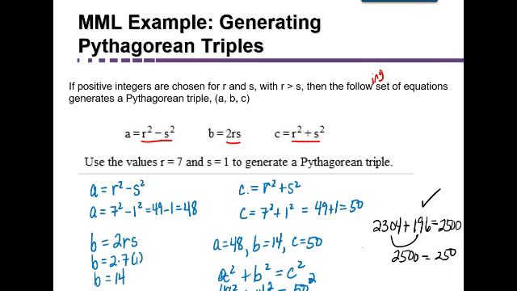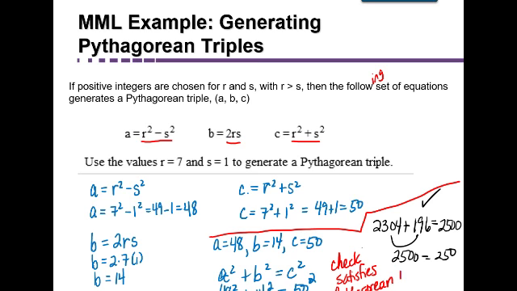So when you see these questions in MyMathLab about generating Pythagorean triples, it's just asking you to plug r and s into the formulas. You don't even have to do the last part that I did to demonstrate that it actually satisfies the Pythagorean theorem. You don't even have to do that. This is just to check. It would be a way of checking. But the answer would just be 48, 14, and 50.